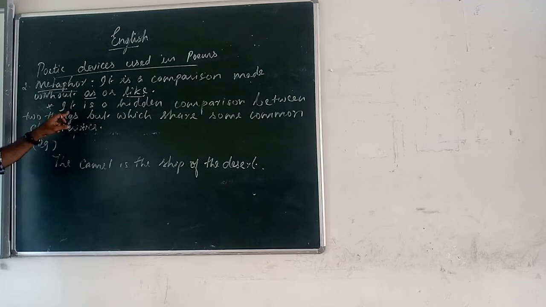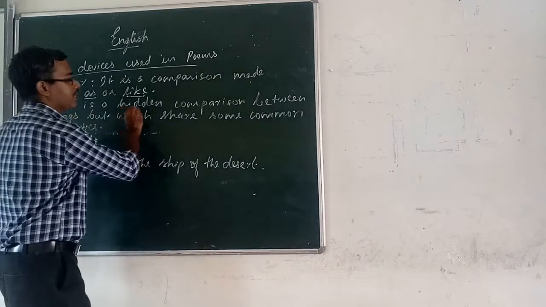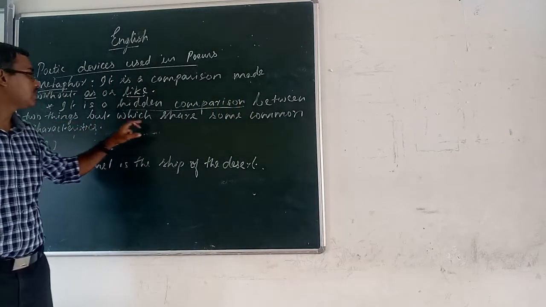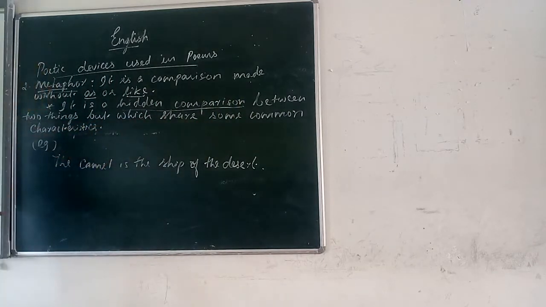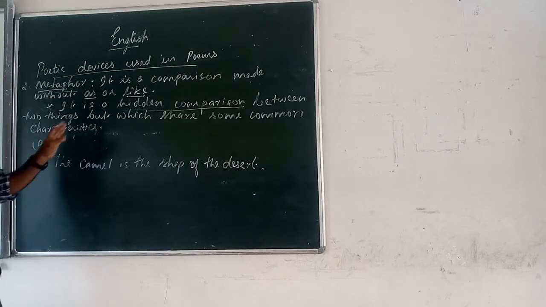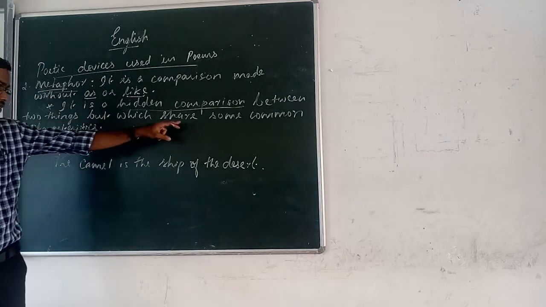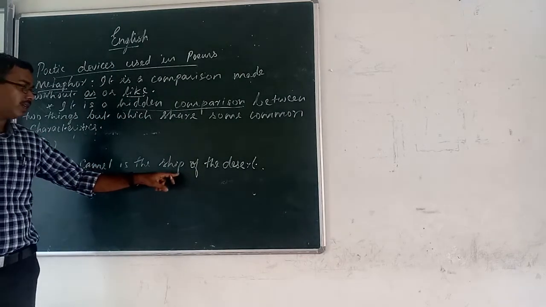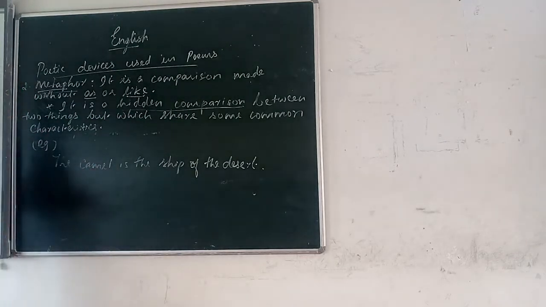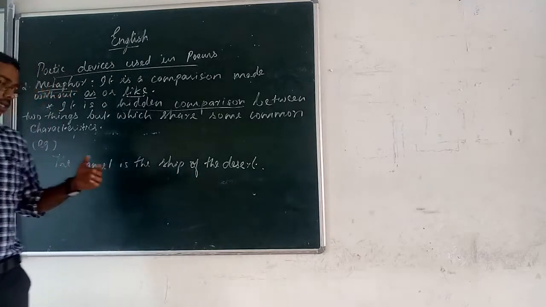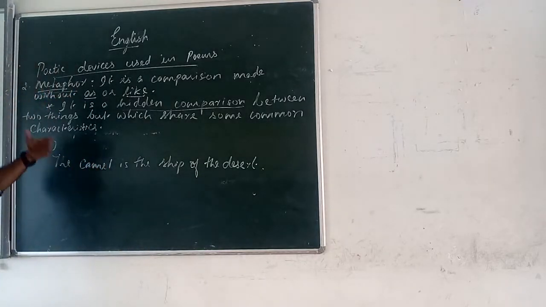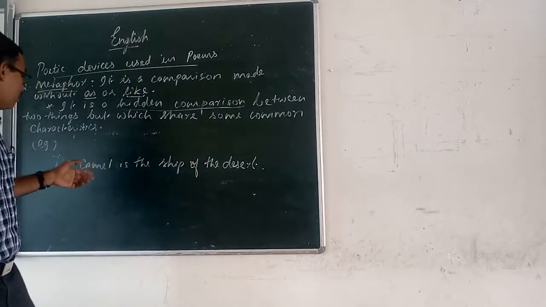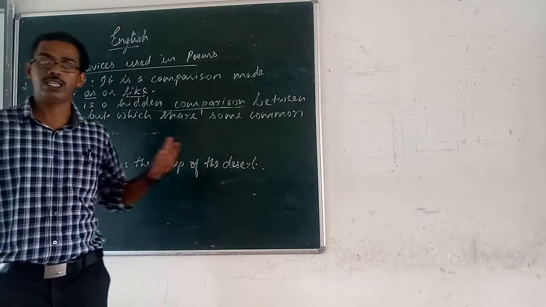Here when you come to the definition, it is a hidden comparison between two things which share some common characteristics. Here the camel is a ship of the desert. Why is the camel called the ship of the desert? The camel is used for transportation in the desert. At the same time, where is the ship used for transportation?